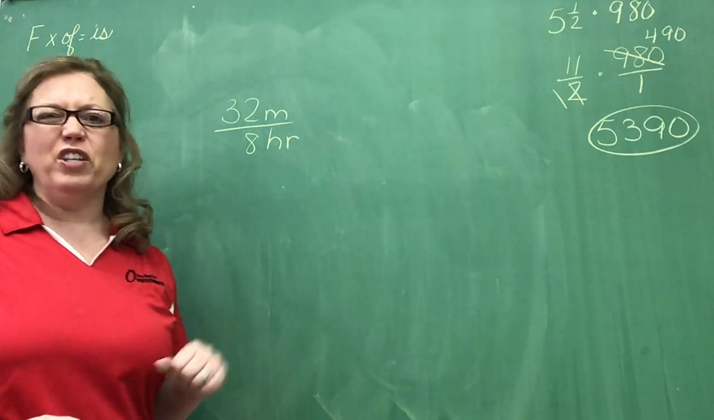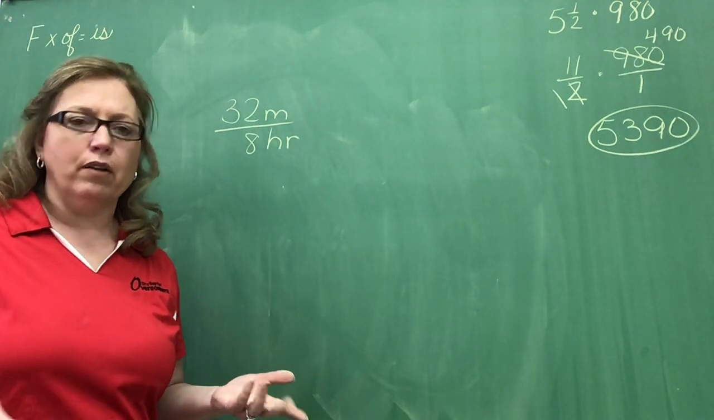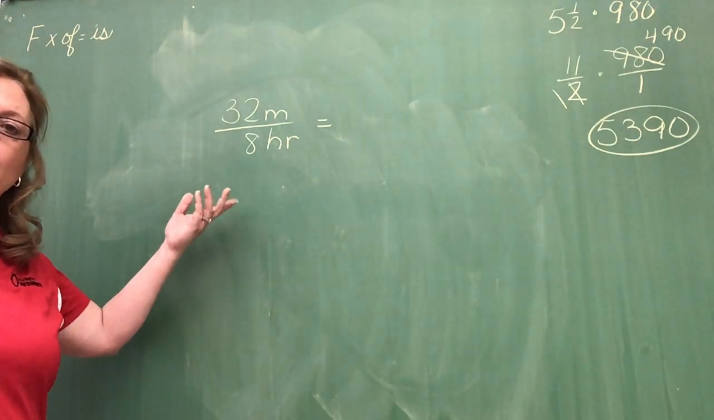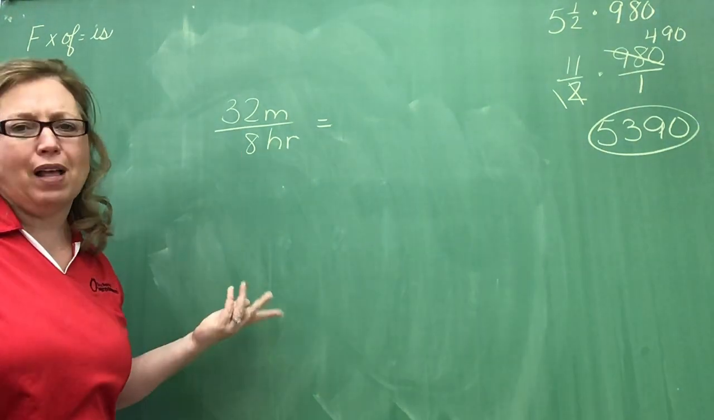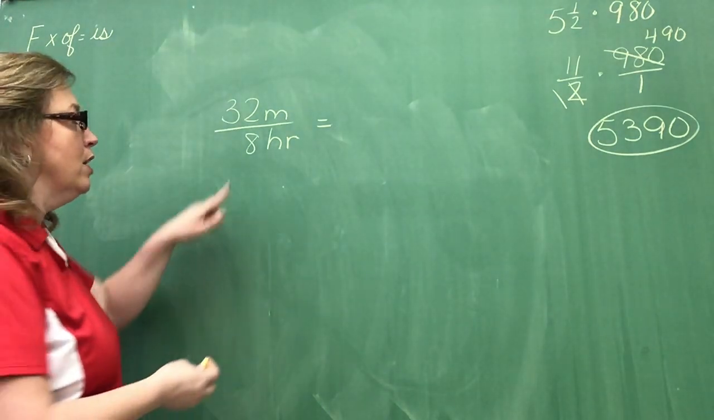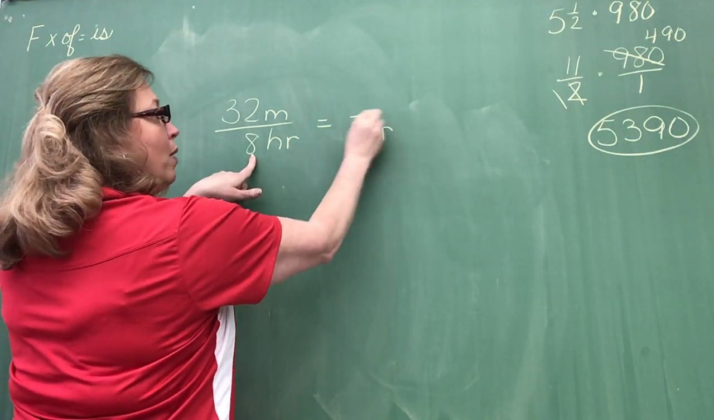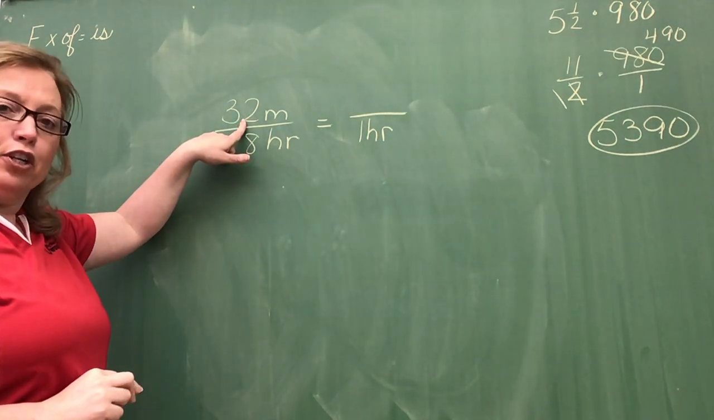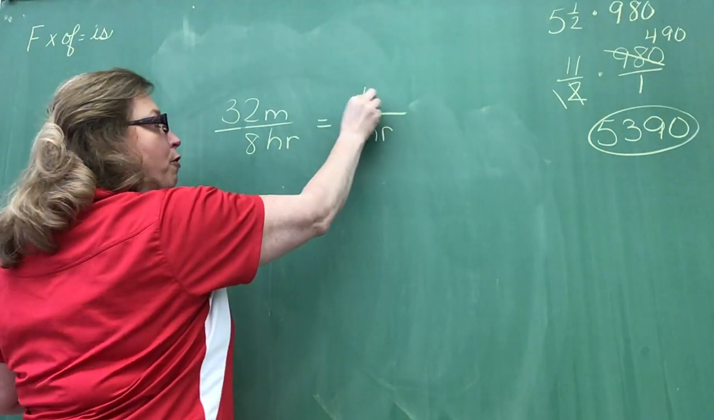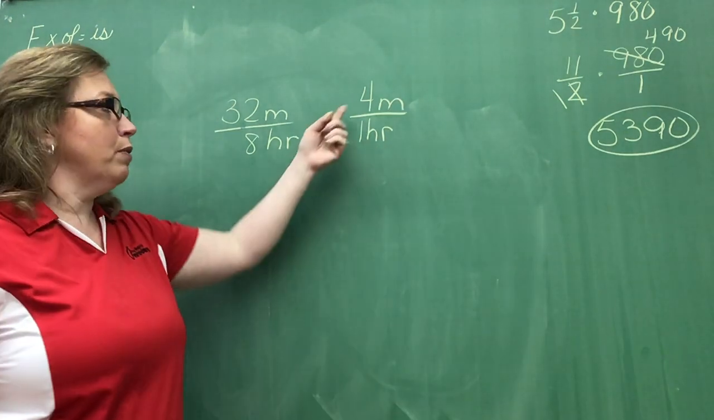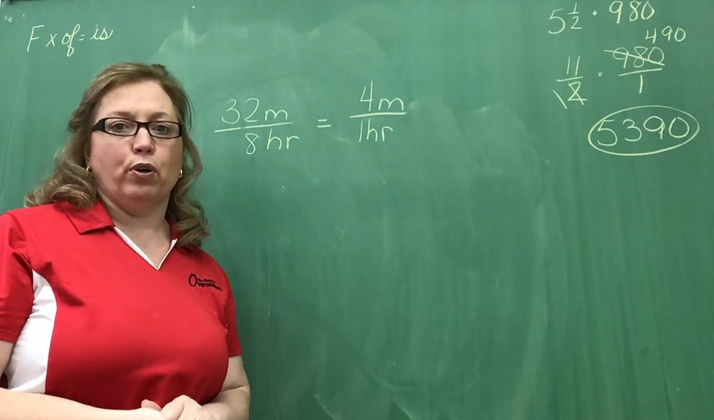Now, let's reduce that because we can, okay? If I reduce it, I'm simply going to say what can I divide both numbers by? Well, I can divide both numbers by 8. So 8 divided by 8 is 1. So in 1 hour, and 32 divided by 8 is 4. So how fast were they actually traveling? They were traveling 4 miles per hour.